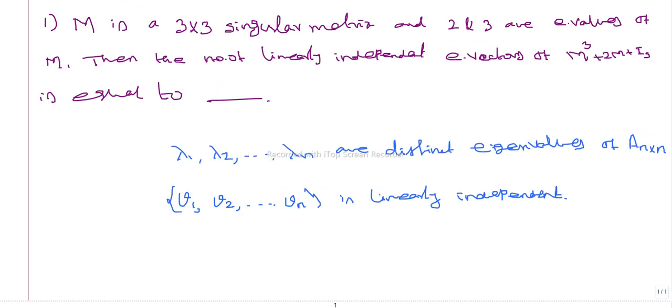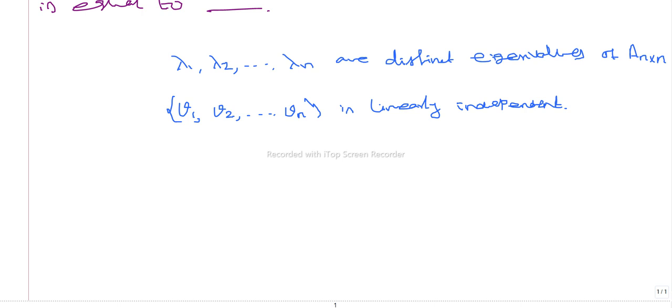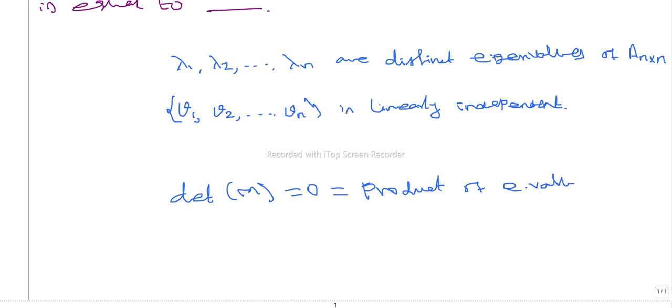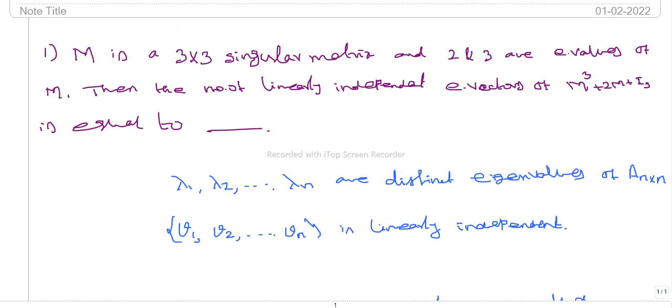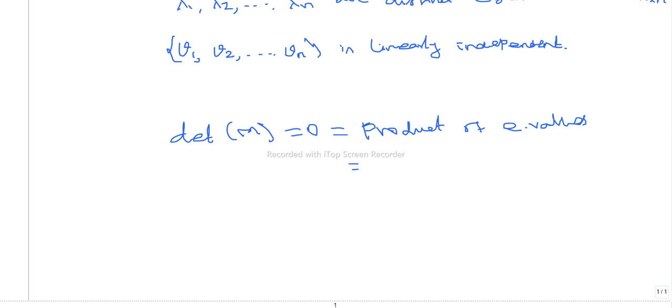Now it's given that M is a singular matrix. Singular matrix means the determinant should be 0. And we know that the determinant is nothing but the product of the eigenvalues, and the sum of the eigenvalues is the trace. Now the product is 0, therefore one of the eigenvalues should be 0. Also, it's given that the other eigenvalues are 2 and 3. Any 3 by 3 matrix has 3 eigenvalues, so 0 is the third eigenvalue, because we already know that 2 and 3 are eigenvalues but the product is 0.